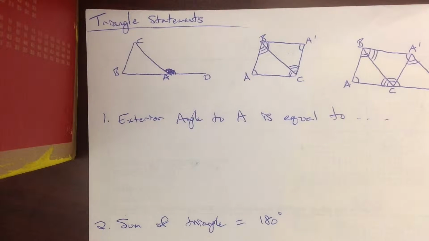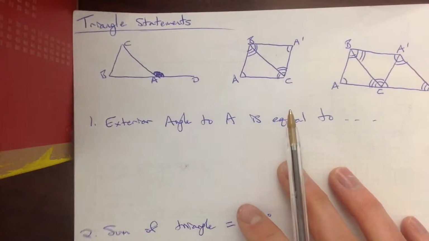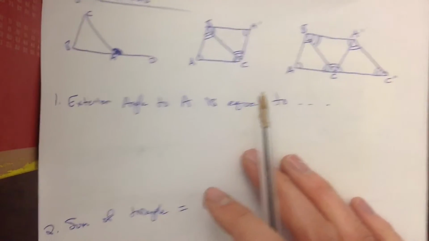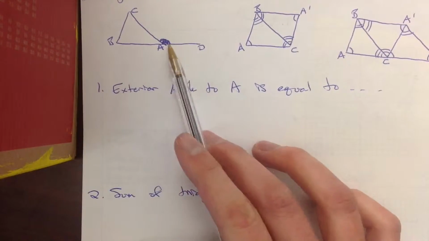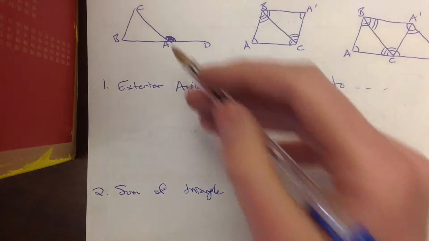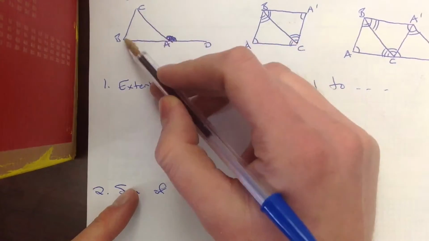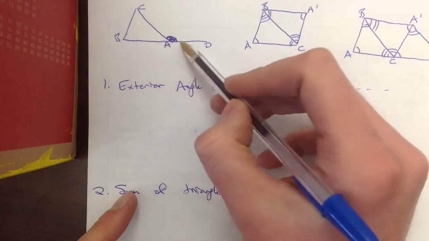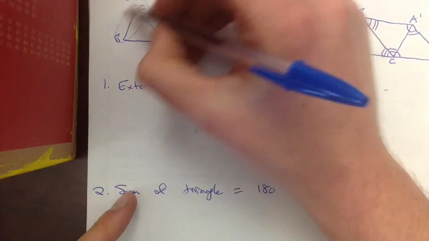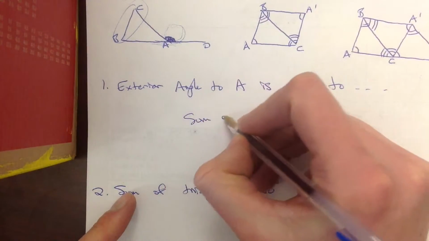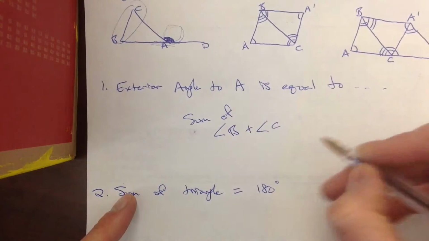We're going to look into triangle statements. First off, we're going to use these three figures up top to answer some questions. An exterior angle to A, so this exterior angle, is equal to what? Well, notice if a triangle adds up to 180, and this line adds up to 180, then this angle has to be equal to the sum of angle B and angle C.